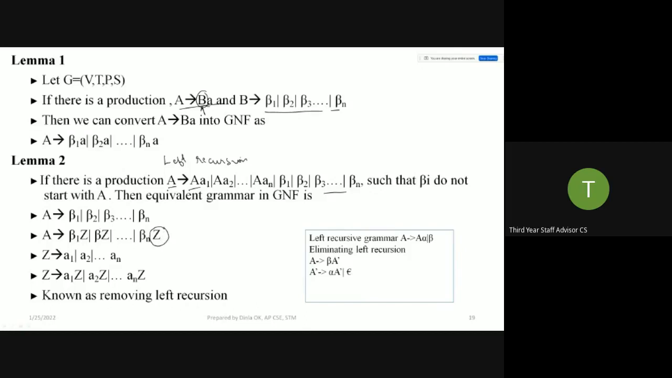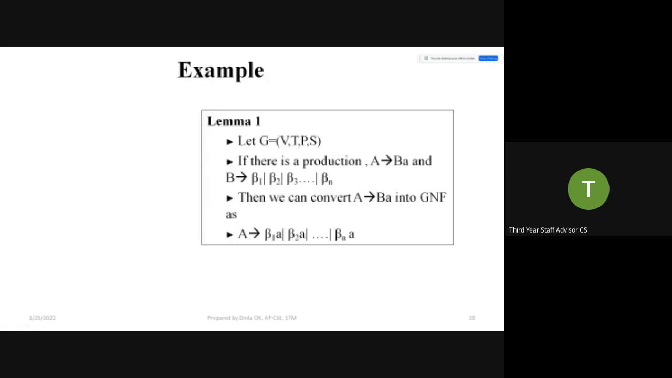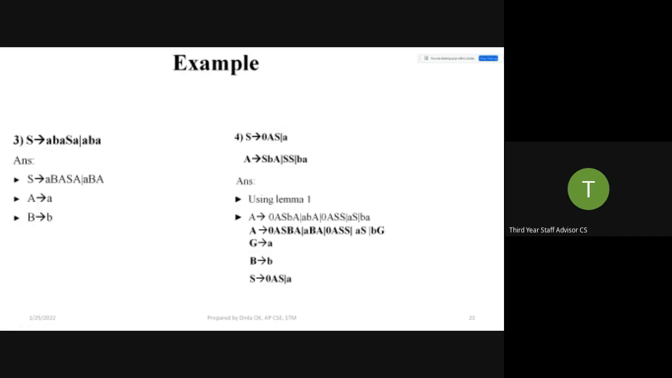and it can be written of the form A implies beta 1, beta 2, etc., beta n, and A implies beta 1 Z, or beta 2 Z, or beta n Z. In the same way, Z can be written as alpha 1, alpha 2, etc., alpha n, and alpha 1 Z, alpha 2 Z, etc., alpha n Z. This we have discussed in the last class. By introducing these productions, we can remove the left recursion from the left recursive grammar. We have discussed different examples.